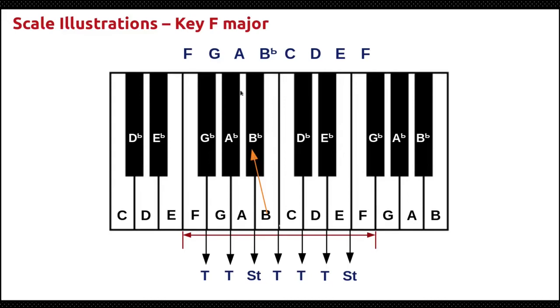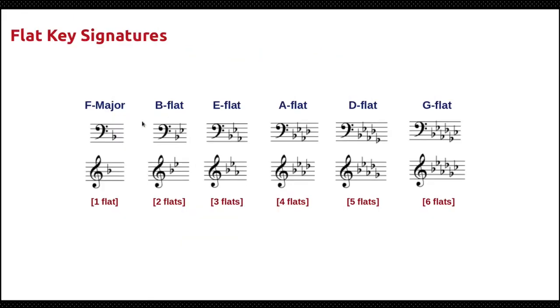So that is why the key of F major has one flat, and that note or the line that bears the flat is the B line. And when you have two flats, then that will be B flat. If you have three flats, that will be key E flat. If you have four flats, the key is A flat. If you have five flats, that is D flat. If you have six flats, that is G flat.